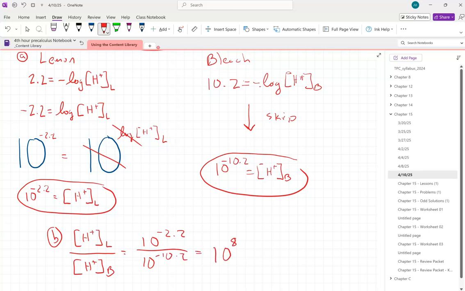So when I get that, I get 10 to the 8th. Whoa! It's a lot more ions. What is that? 10 to the 8th is like 100 million times. Woof, guys.